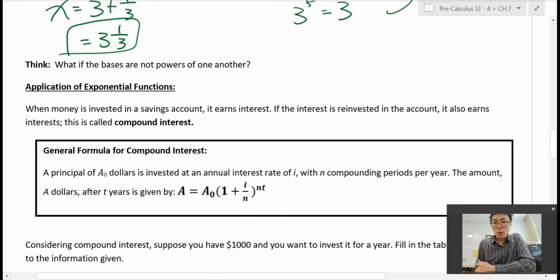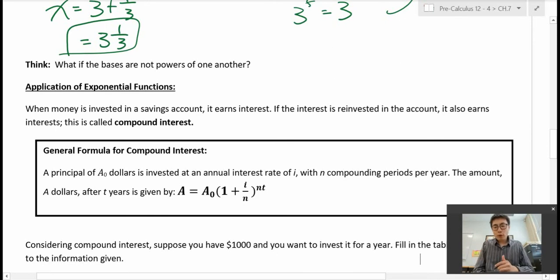Okay, here it says when money is invested in a savings account, it earns interest. If the interest is reinvested in the account, it also earns interest. This is what we call compound interest. Okay, so you earn interest on your interest. So the money is doing work for you, basically. Okay, and we call that compound interest.